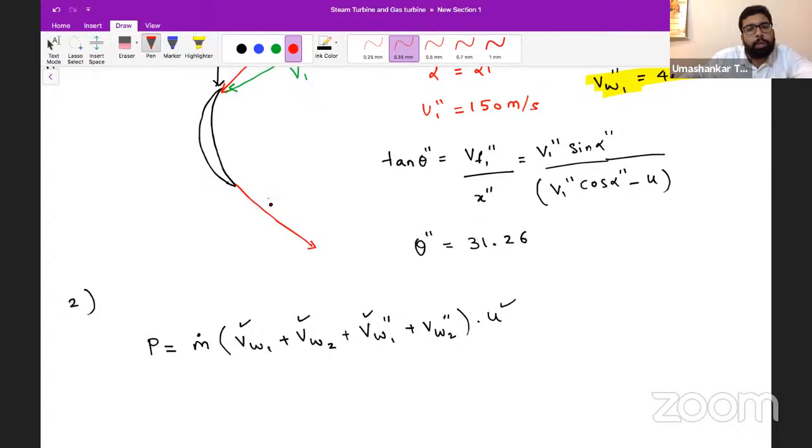So we know that this is VR2, this is U2, this is V2, and this is going to be, sorry, opposite direction. This is going to be VW2, and this is going to be VF2. All right, VF2.